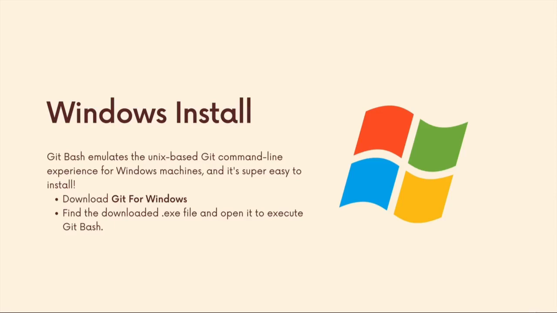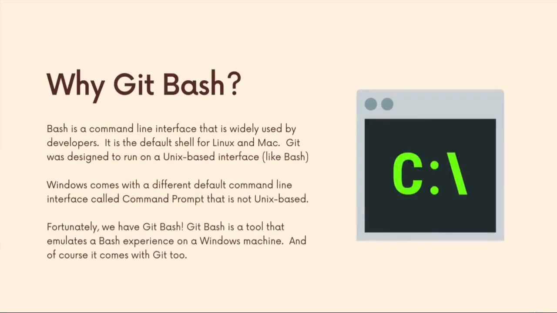Installing Git on a Windows machine is not complicated, but it's a little bit trickier than on a Mac. The reason is that Git was designed, as I covered in the video with the brief history of Git, to run on a Unix-based interface. It was designed for Linux, because the guy who created it, Linus Torvalds, also created Linux.